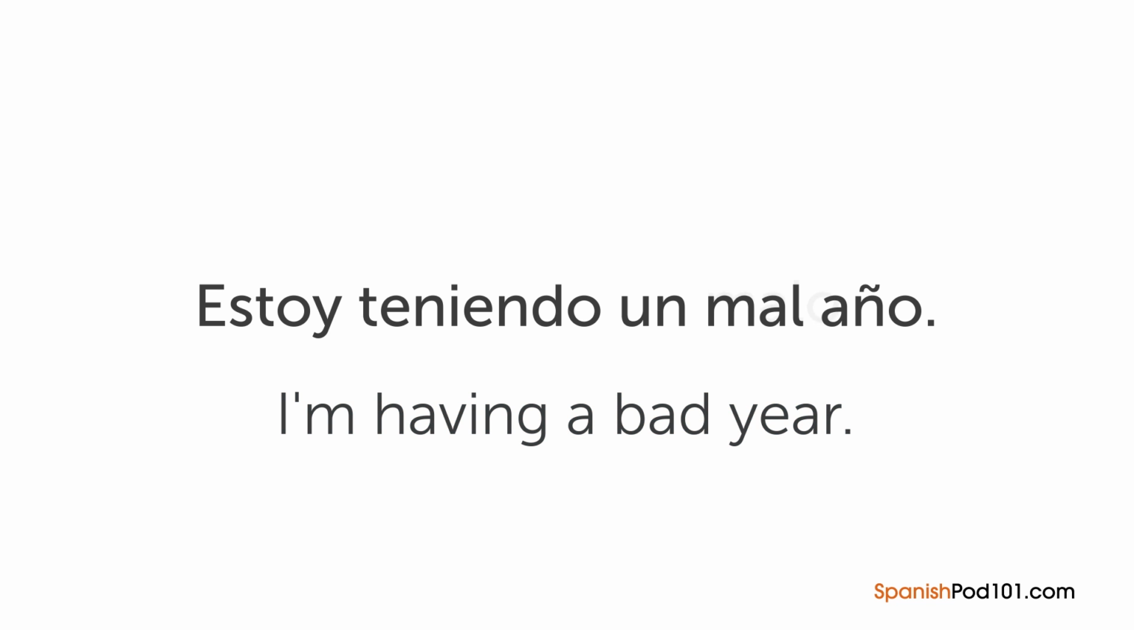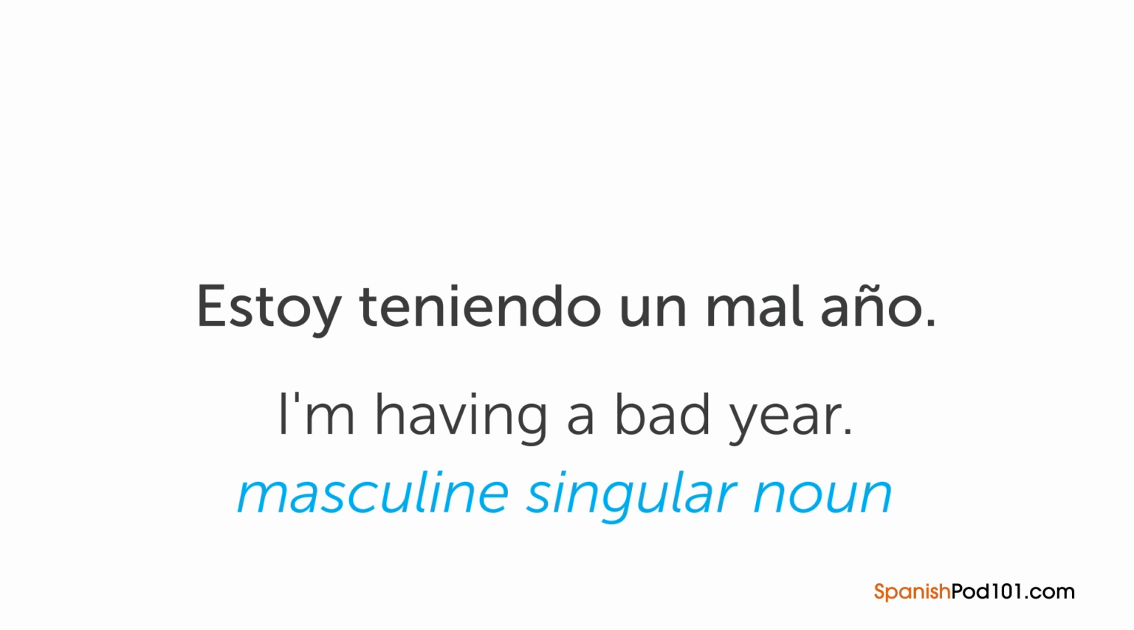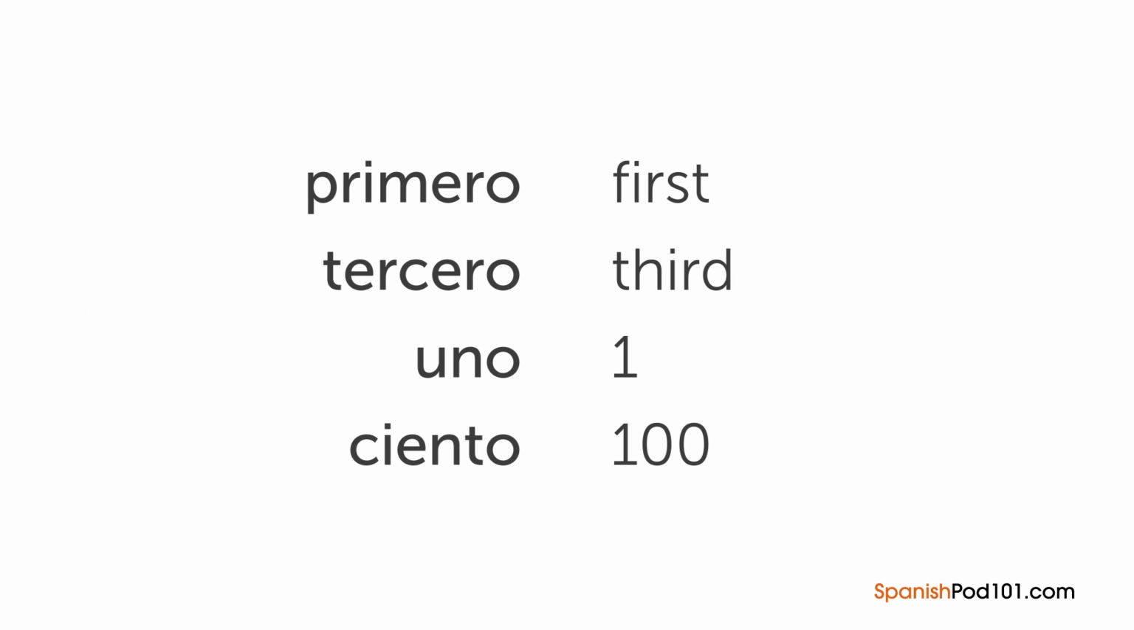Again, in this sentence, the word malo, bad, becomes mal because it's placed before the masculine singular noun año, meaning year. You can also see this shortened form with ordinal and numeral adjectives like primero, first, becomes primer, and tercero, third, becomes tercer. With numeral, it sounds like this. Uno, meaning one, becomes un, and ciento, meaning 100, becomes cien.